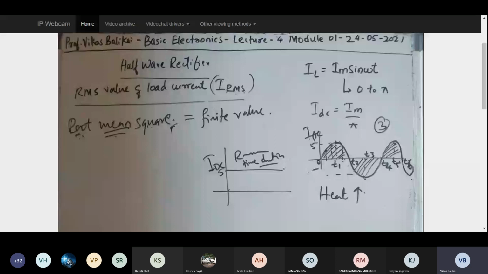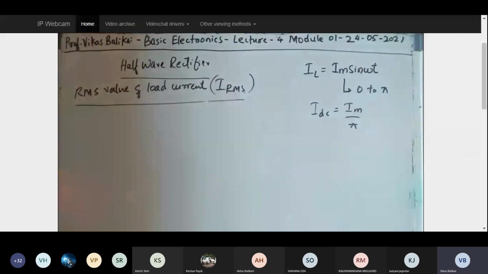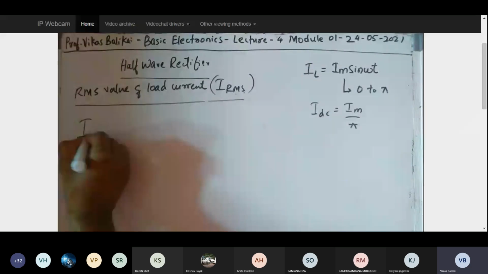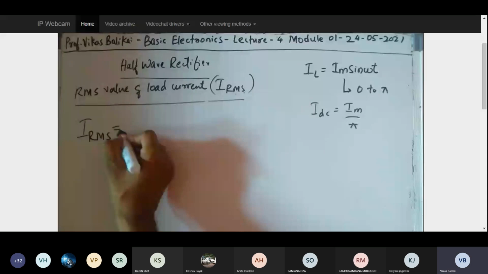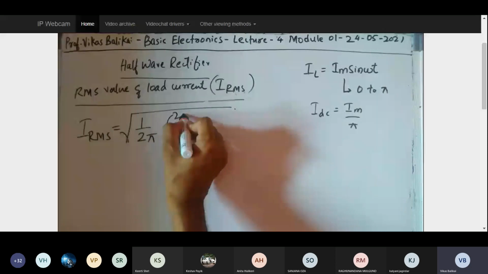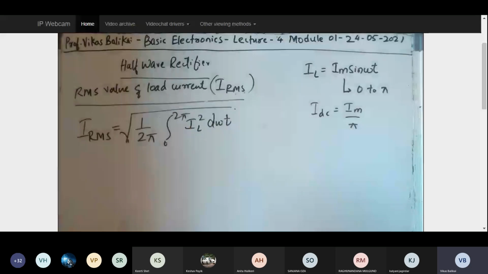So basically, the root mean square term will help me in having the comparison between the DC and the AC values. So that is the reason why I take this root mean square term. Now, once we are done with understanding what exactly the root mean square term is, let us try to calculate IRMS for my half wave rectifier. So IRMS is given by under root of 1 upon 2 pi, integral 0 to 2 pi, IL square d omega t. So this is my equation for the IRMS value for the half wave rectifier.